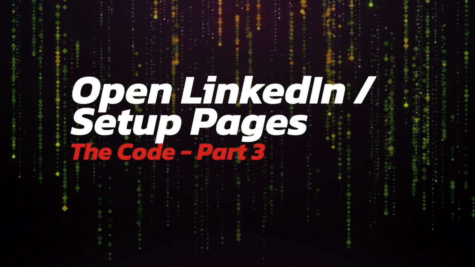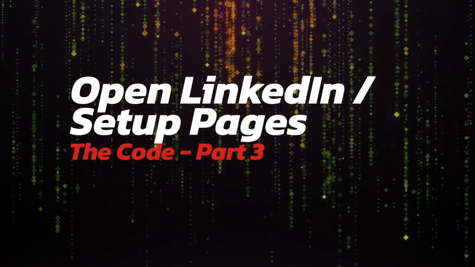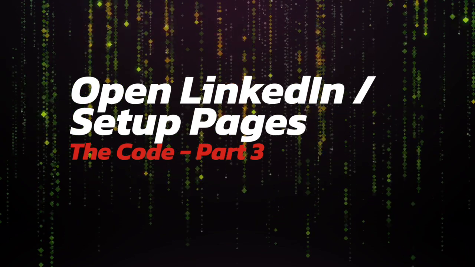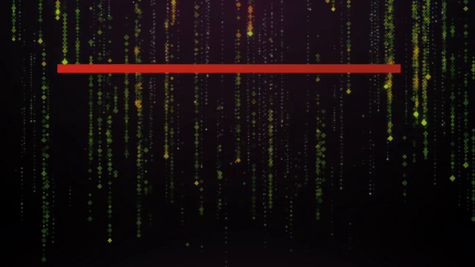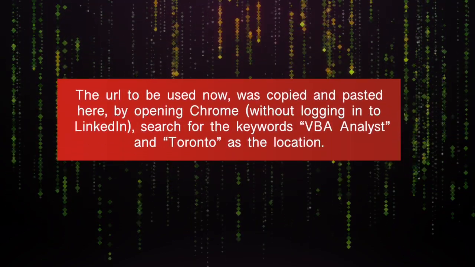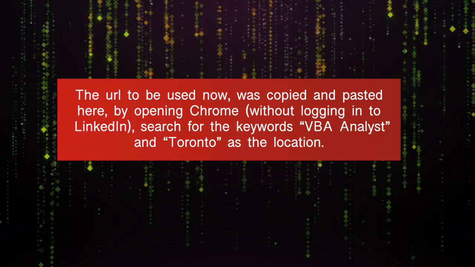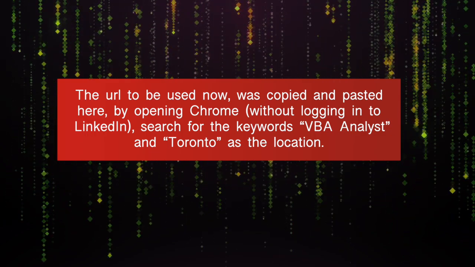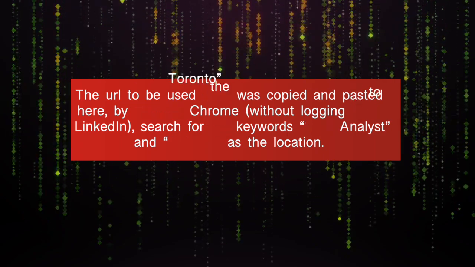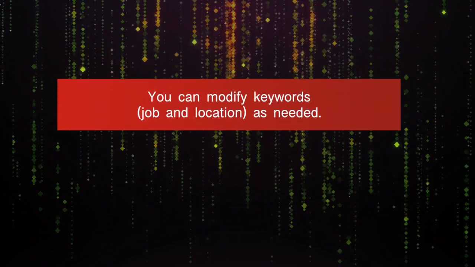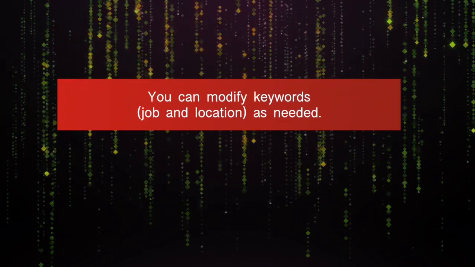Part 3. Open LinkedIn in search mode and set up how many pages to retrieve. The URL to be used now was copied and pasted here. By opening Chrome without logging into LinkedIn, search for the keywords VBA Analyst and Toronto as the location. You can modify keywords, job, and location as needed.